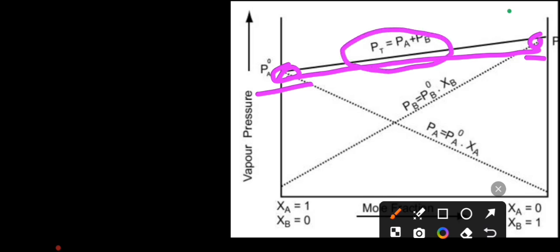Okay. Now, if you see at the peak of both lines, here only the pure component of A is present, here only the pure component of B is present. But if you join both lines, both components together, you will get the total pressure. Okay, and total pressure is equal to partial pressure of A plus partial pressure of B.